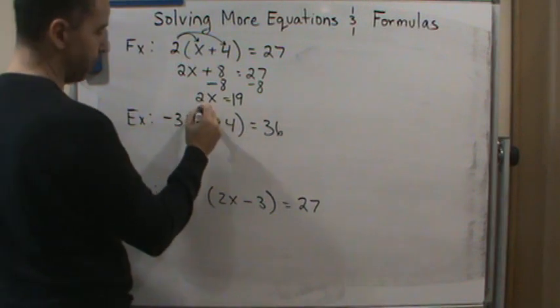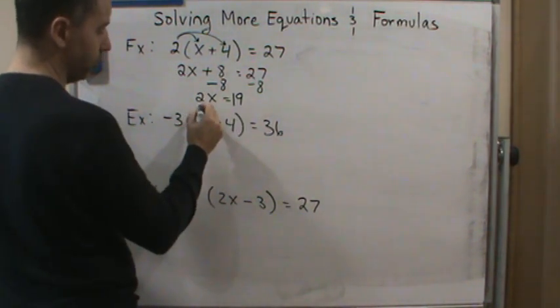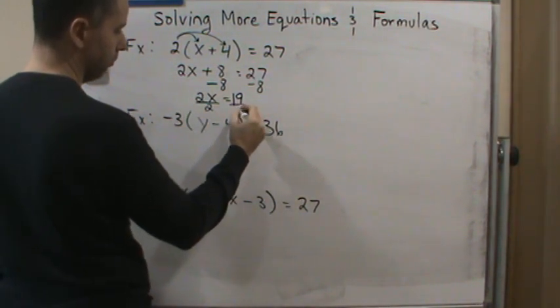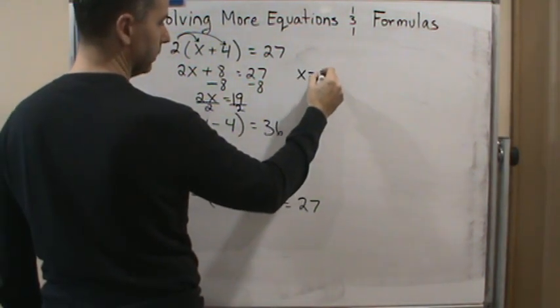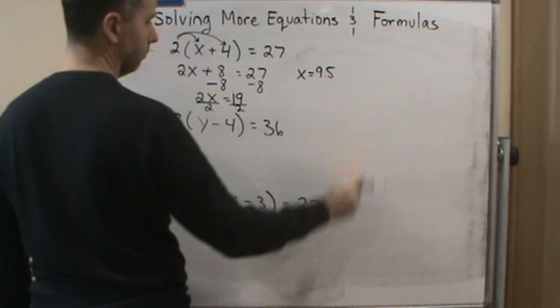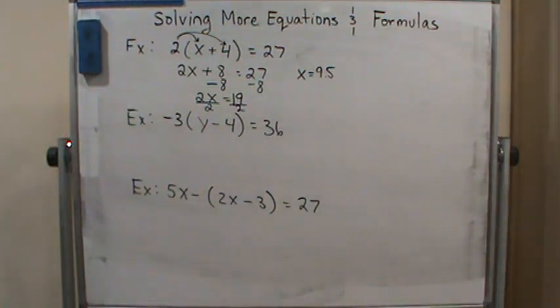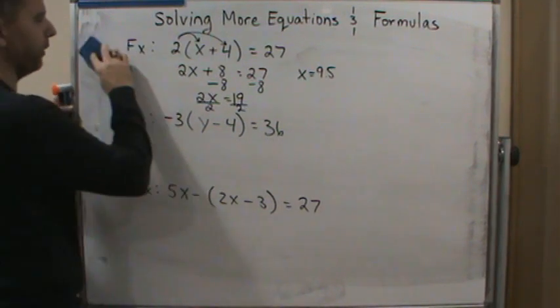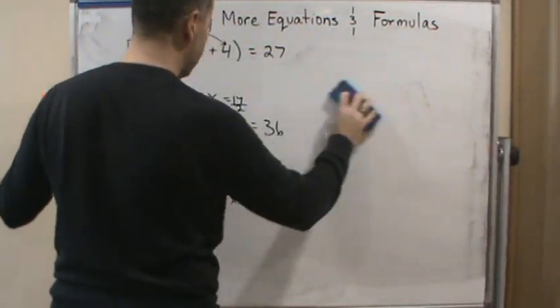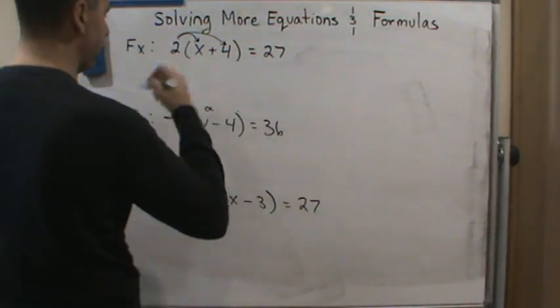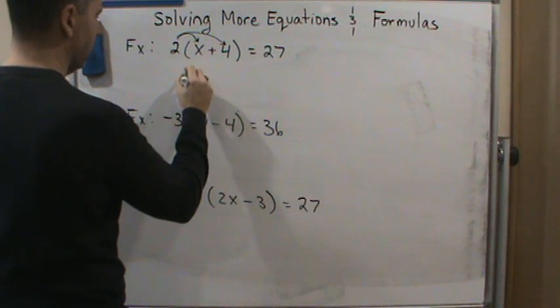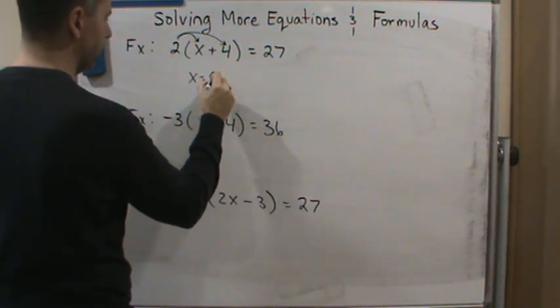And then if I divide both sides by 2, I get x equals what? 9.5. The same answer. Okay? So there's another way to solve this. Whichever one you're more comfortable with, but either way, you should get the correct answer. Okay, so in this case here, what do we get? We got x is equal to 9.5.